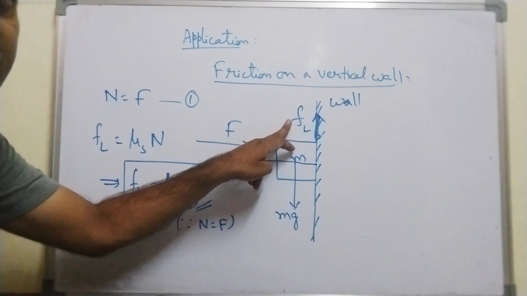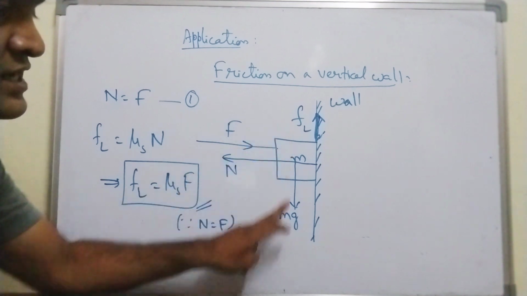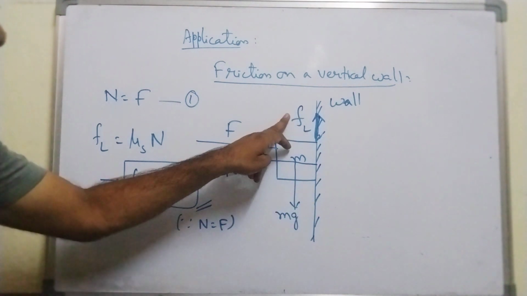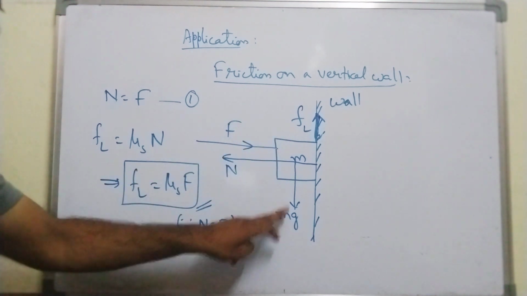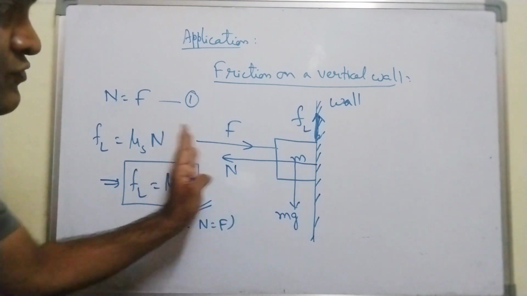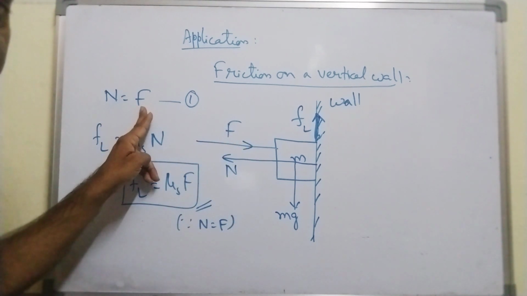If this limiting friction is greater than mg, then the block will not fall down. If this limiting friction is greater than mg, then the block will remain at rest, is it not? If it is greater, it does not fall down, that means that much force has to be applied. How much force am I applying? Normal force is equal to applied force.